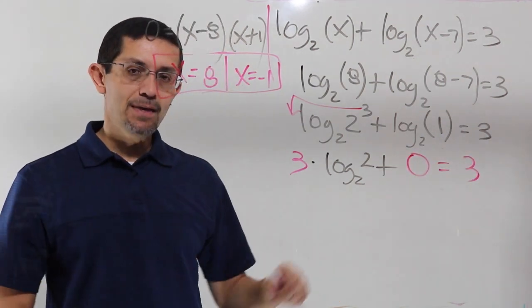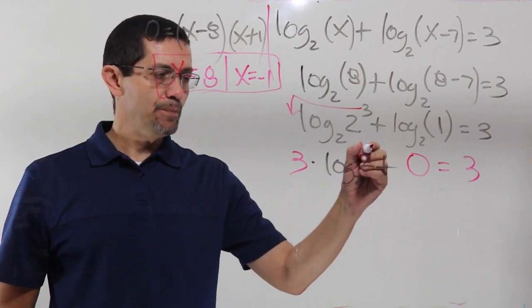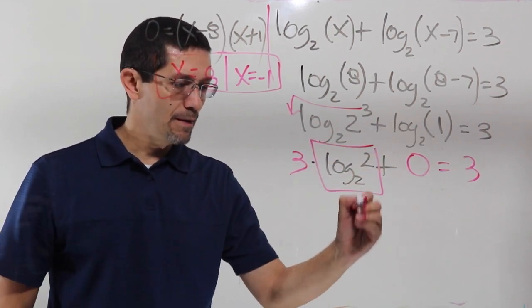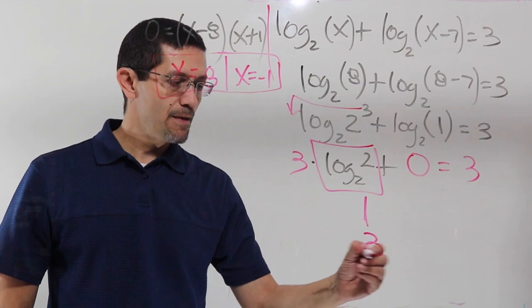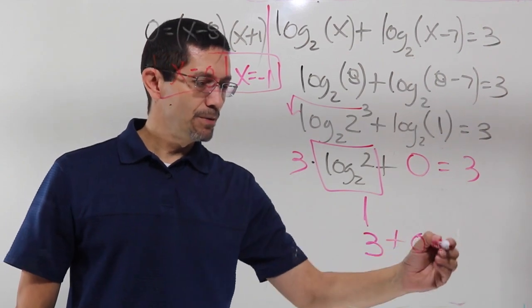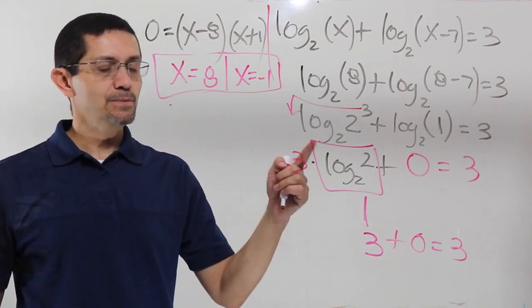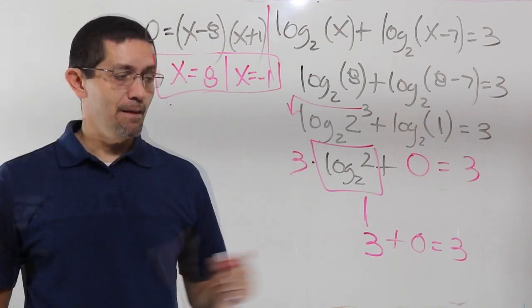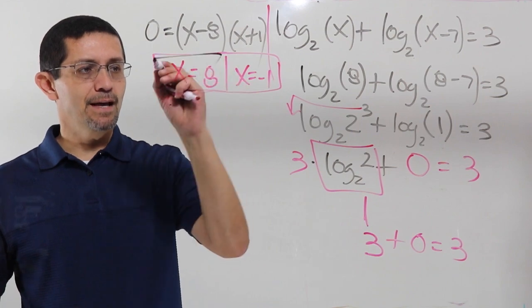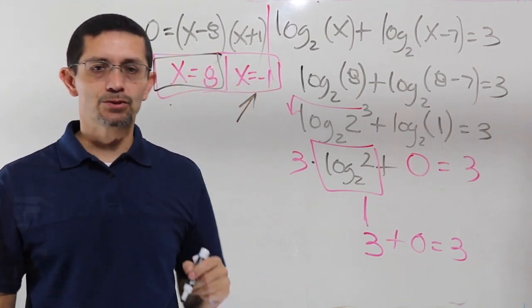And now I have here log base 2 of 2. This becomes 1. And 3 times 1 is 3, plus 0 equals 3. Again, I'm applying properties of logarithms. Check the video, please. So therefore, my answer is x equals 8 because the other one is an extraneous solution.